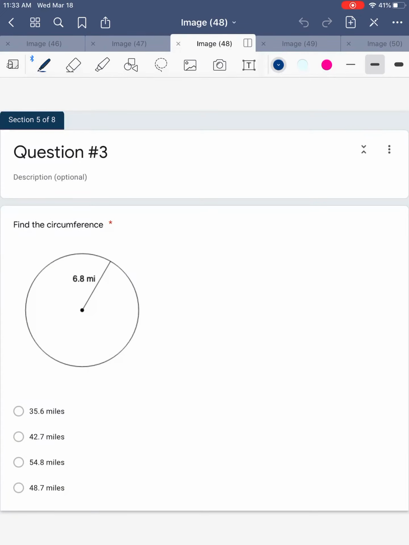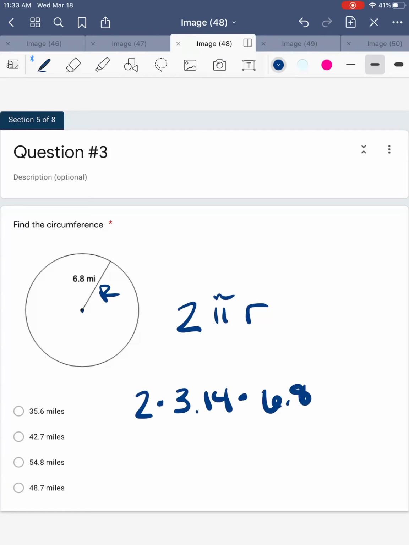Number 3 also wants us to find the circumference. Remember, again, that formula is 2 times pi times the radius. So we'll have 2 times 3.14 times the radius, and this time this one is the radius, because remember, the radius is part of it. The diameter would be the whole thing. So it would be times 6.8. If we do that in the calculator, 2 times 3.14 times 6.8 is 42.7. So this one would be the answer.